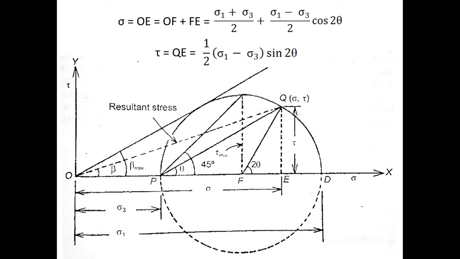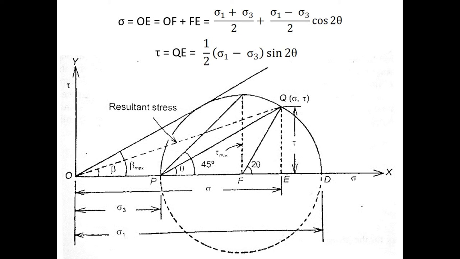Now you should draw a circle connecting these points P and D. For that, the radius of the circle should be PF or FD, which will be equal to sigma 1 minus sigma 3 by 2. Suppose sigma 1 is 100, sigma 3 is 50. So 100 minus 50 is 50, by 2, that is 25. So OP, which is 50, plus this 25 is the center. You will get the point F. So the point F is sigma 3 plus sigma 1 minus sigma 3 by 2.